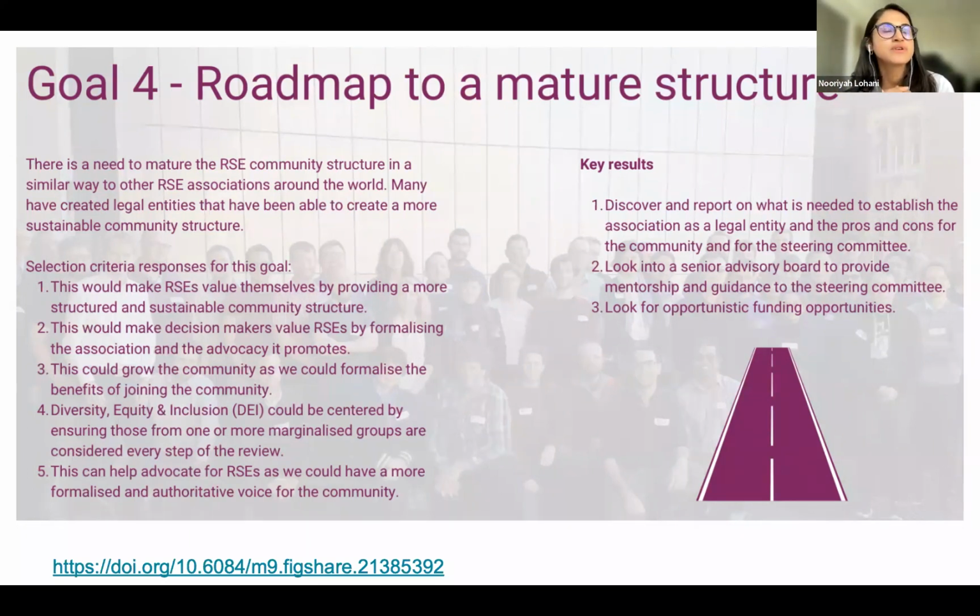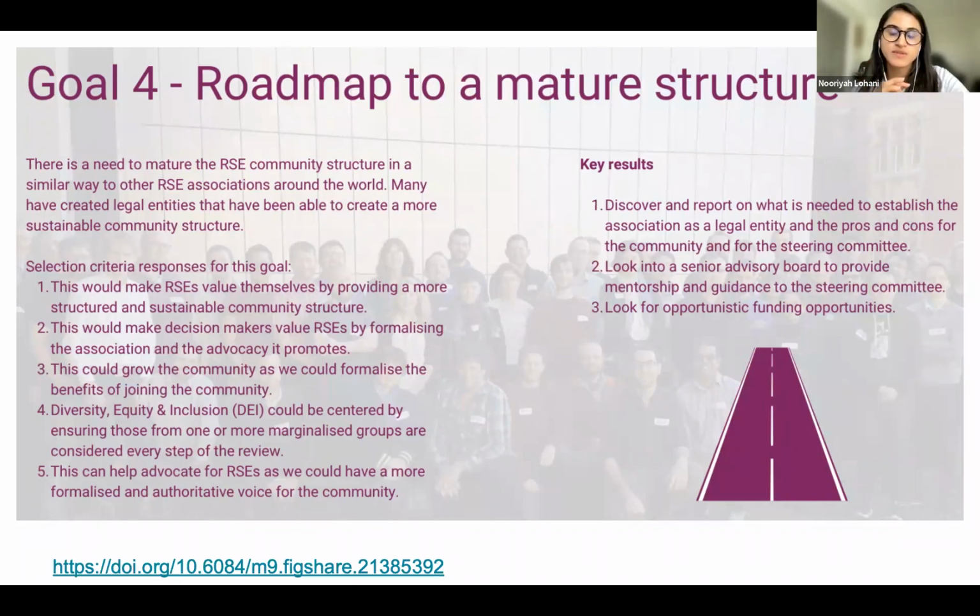Some of the key results that we've identified within this goal are, first, to start to discover and report on what we actually need to establish as an association, as a legal entity, and what would be the pros and cons for the community or the steering committee if we decide to go that route. Another gap that we identified was that a lot of us on the steering committee are early career researchers, managers, but we had a bit of a gap between having some of the decision makers and senior leaders from the institutions and organizations that we worked at, and having guidance and direction from those key decision makers on the steering committee.